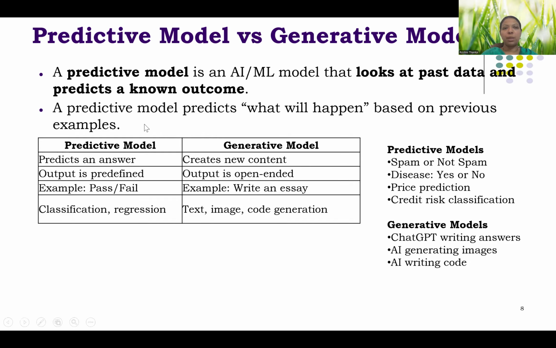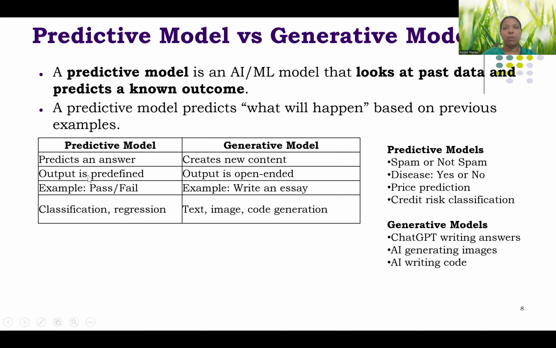But if you compare this predictive model with generative AI, a predictive model will predict an answer. Will it rain or not? Does this person have this problem or not? All this. But generative AI helps to create new content. Similarly, in a predictive model, we know what the output will be. But in generative, it's open-ended, so novel content can be created. In a predictive model, we'll say whether it will rain or not, or whether the student will pass or fail. But in generative AI, it will write an essay for us, new content.